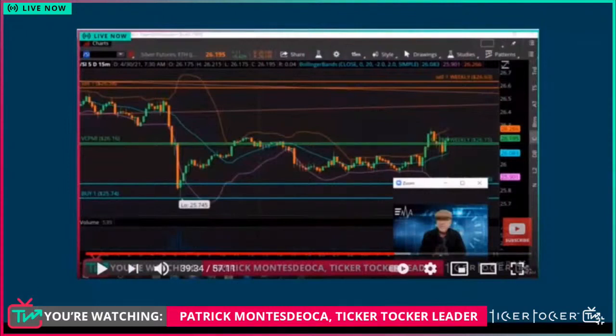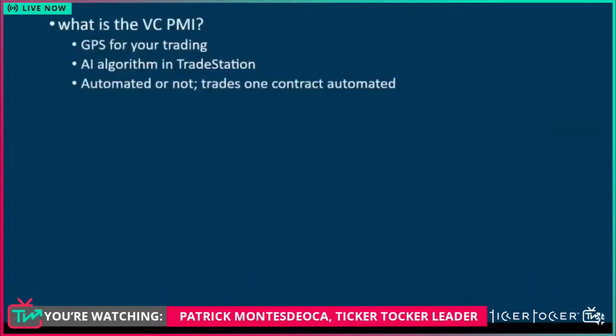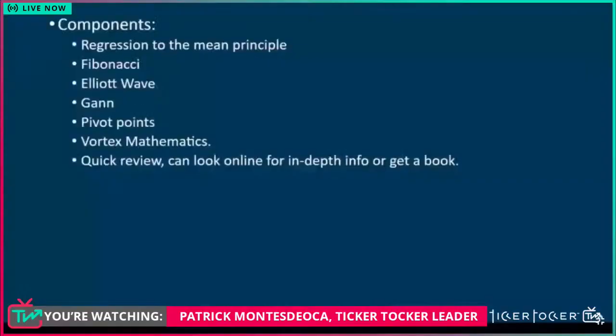The variable changing price momentum indicator, automated. The variable changing price momentum indicator, VCPMI, is an intelligent automated algorithmic trading system. The primary driver of the VCPMI is the principle of reversion to the mean. The system is based on fundamental logic and the principles of wave counts, Fibonacci numbers, supply and demand levels, pivot points, moving averages, and momentum indicators. The concept connecting all these individual factors into one directional algorithm is the science of vortex mathematics.